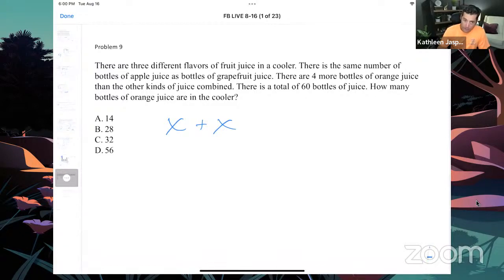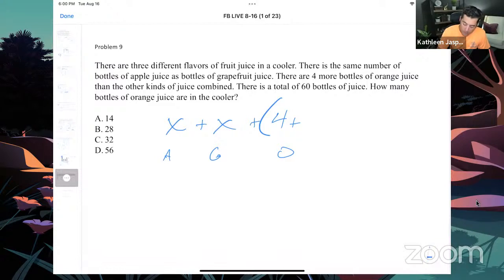So it's crazy, right? So let's call this apple juice. Let's call this grapefruit juice. And then our orange juice is going to be, because we're going to add this together, 4 more. I'll put it in parentheses for you. 4 more bottles of orange juice than the other kinds of juice combined.